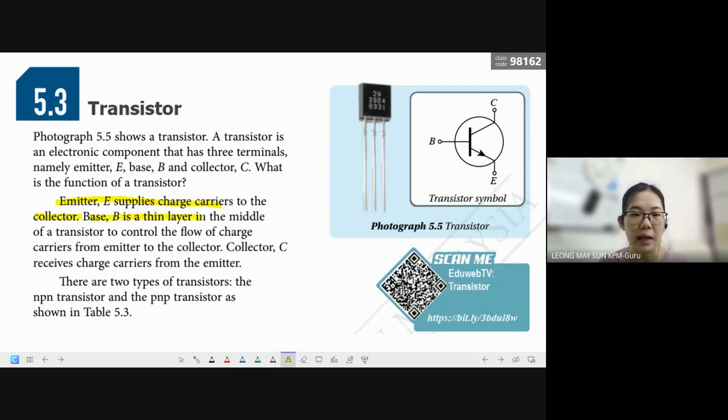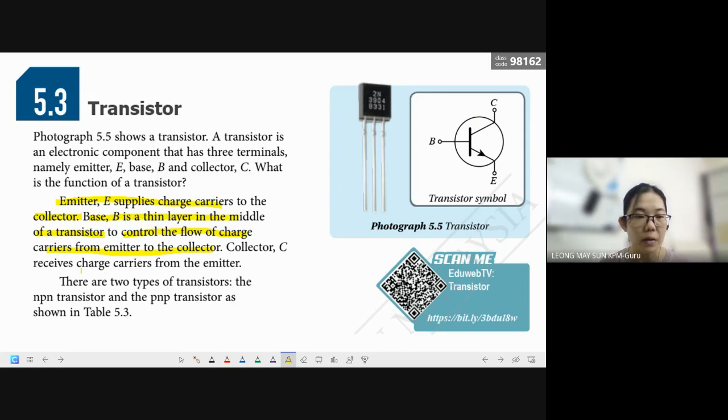The base is a thin layer in the middle of the transistor that is meant to control the flow of charge carriers from the emitter to the collector. So in another way to say, the base is a controller. If the base does not allow the charge carriers to move from the emitter, they will not be able to go to the collector. So in other words, the base is actually a very important position. The collector receives the charge carriers from the emitter, either through the external circuit or through the transistor itself.